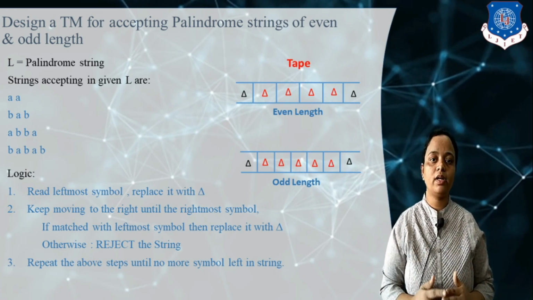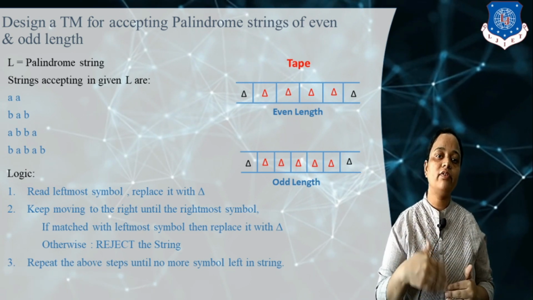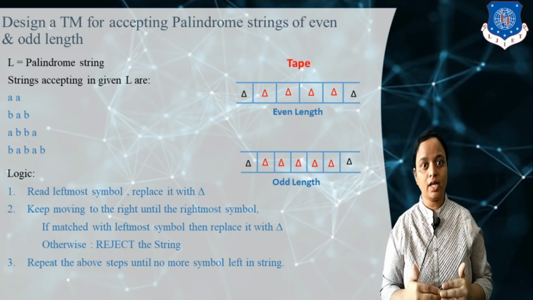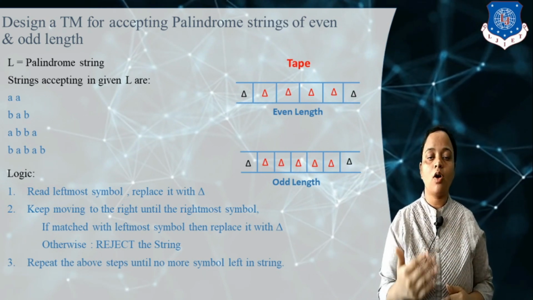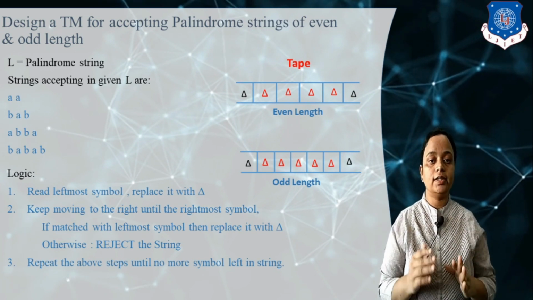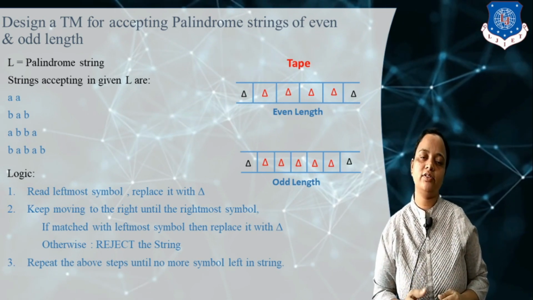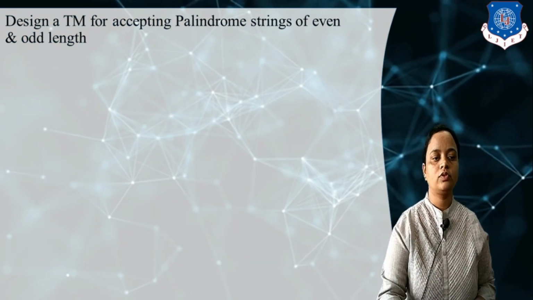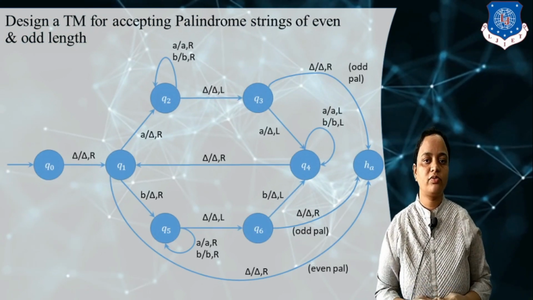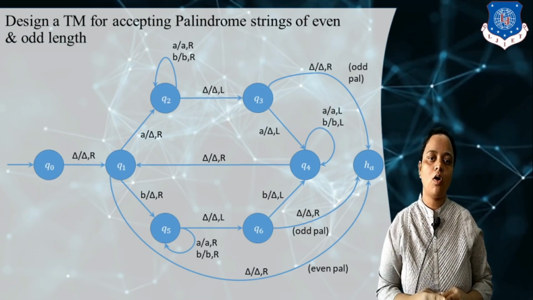So always remember, we have to design the state transition diagram in such a way that if it is an even length palindrome string, we accept it, and if it is an odd length palindrome string, we also accept it. We have followed these steps and designed the state transition diagram. This is the state transition diagram of the palindrome strings which accepts palindromes of even and also odd length.